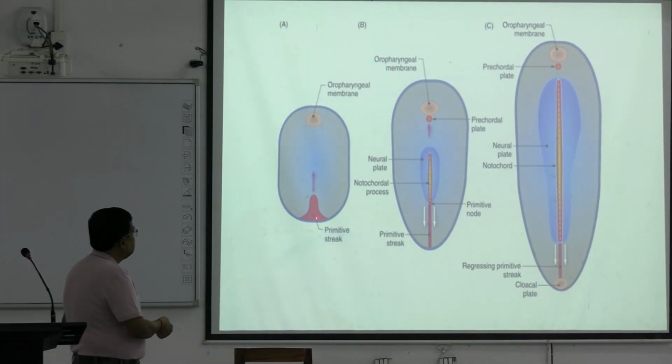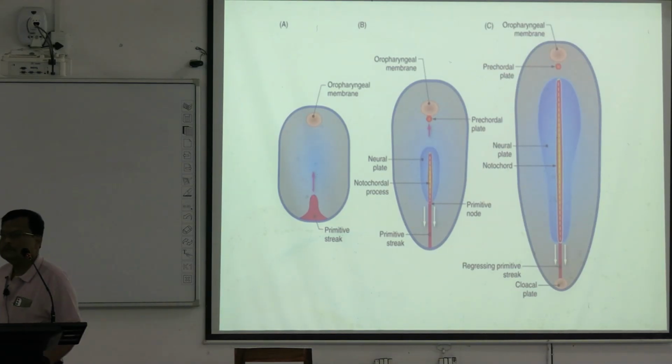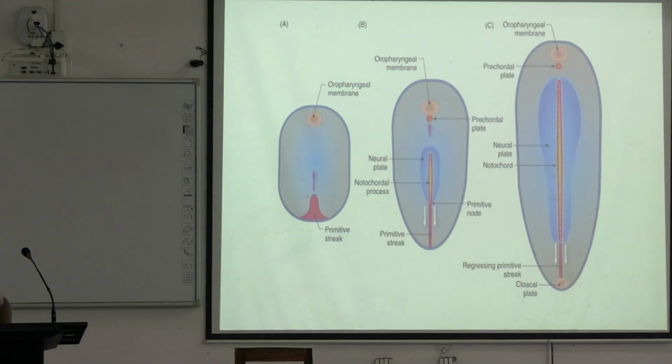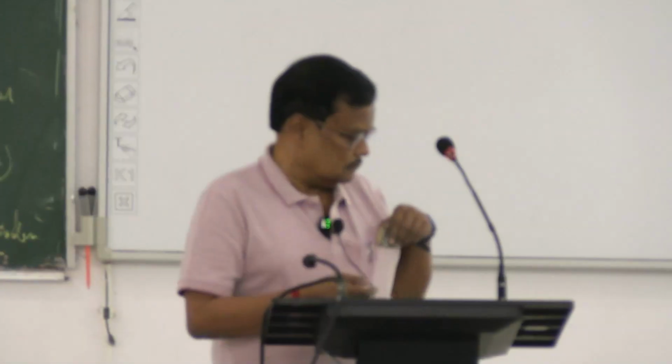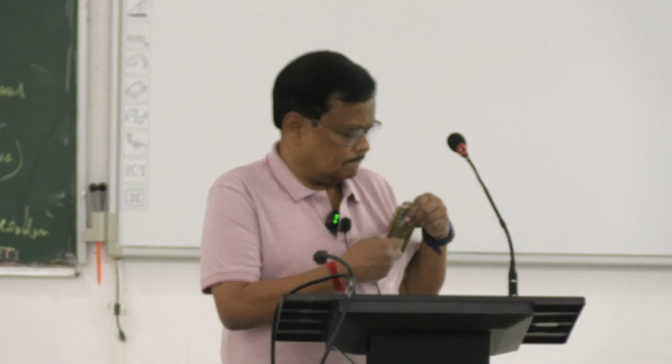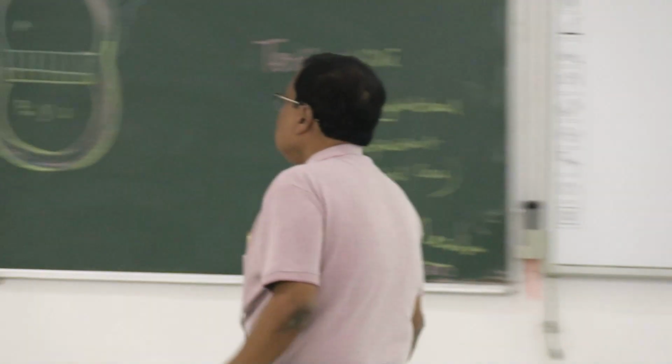So this is the primitive streak, and this is the primitive node. Where it occurs? In the epiblast region, right?